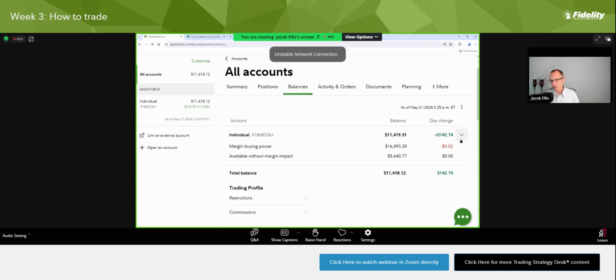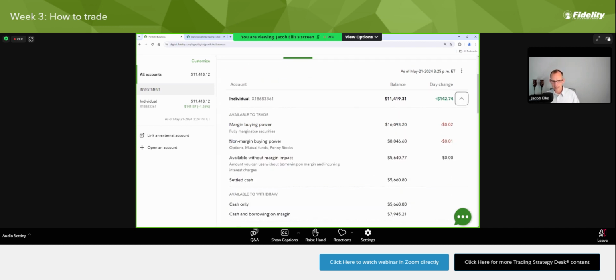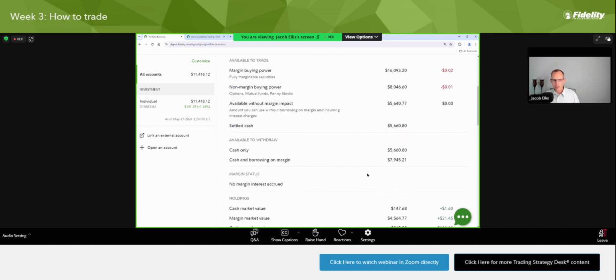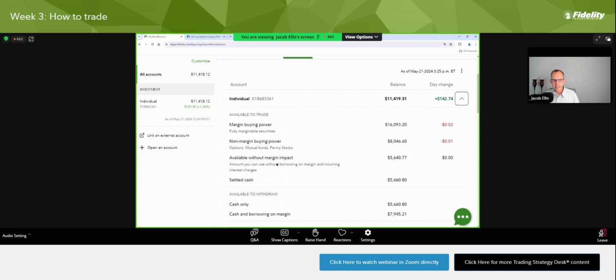Now, there's a few others. If you click on this little down arrow, it gives us some other details related to what types of securities you might buy, how much you could withdraw, and so on and so forth. Since this is an investing and trading class, I'm not going to focus on the withdrawals, but I did want to explain this one right here.